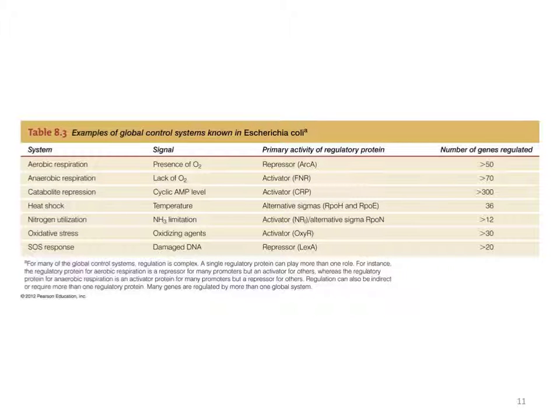E. coli is, of course, the best studied organism on Earth, and we know that there are a variety of global control systems in E. coli. So we just talked about heat shock, okay, and we also talked about catabolite repression, but the processes of aerobic respiration, anaerobic respiration, nitrogen utilization, response to oxidative stress, and something called the SOS response are other systems wherein there is an environmental signal that triggers the activity of a particular regulatory protein that then controls the regulation of a variety of diverse genes.